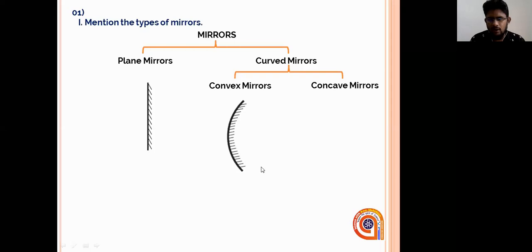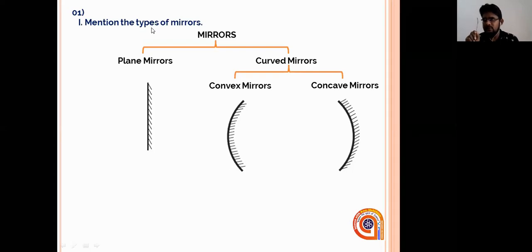And concave mirror, you see it is curved inward, and this is how we take the mirrors. You can get the idea about convex and concave mirrors when you take a spoon. It has two surfaces, the inner surface and the outer surface. The inner surface gives you a surface of concave mirror. The outer surface is curved outward, and that gives you a surface for convex mirror.